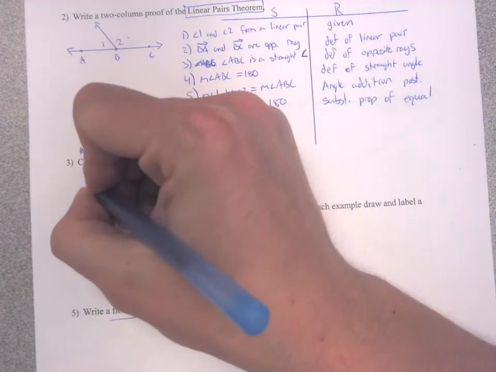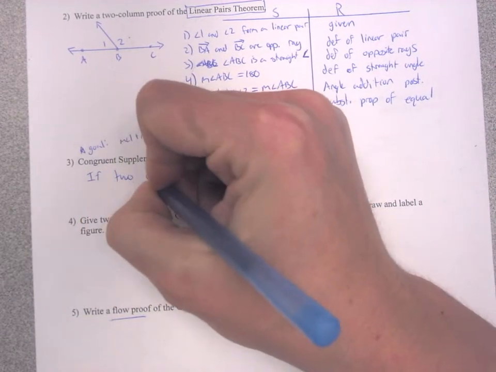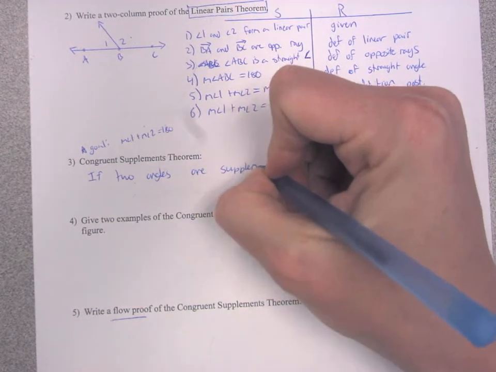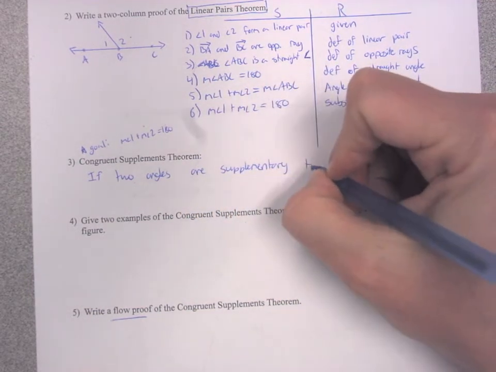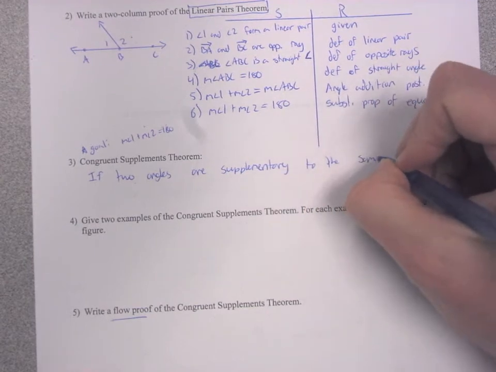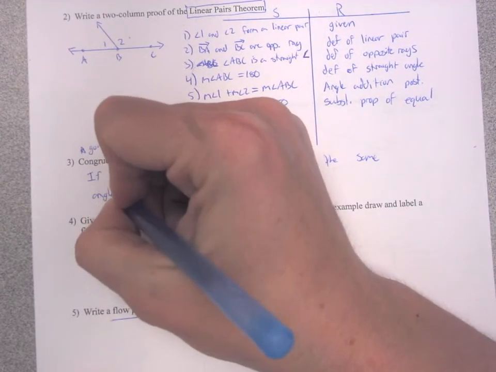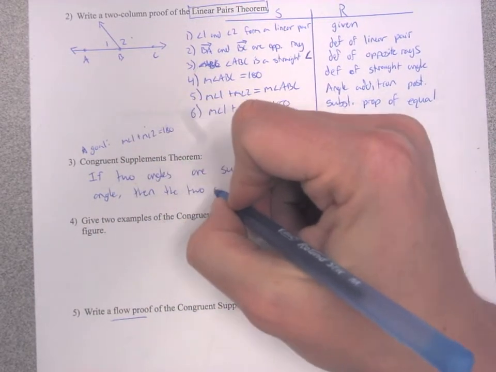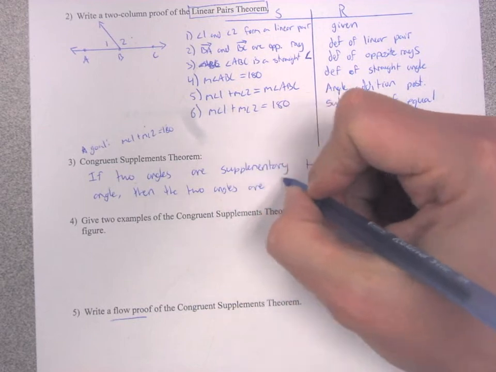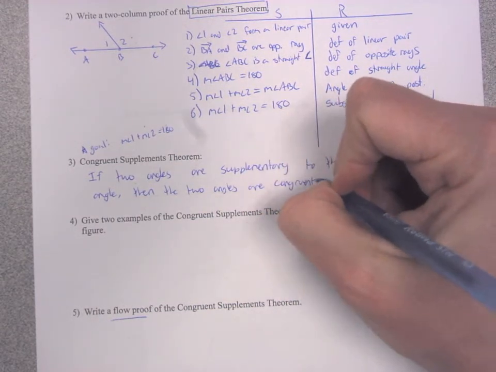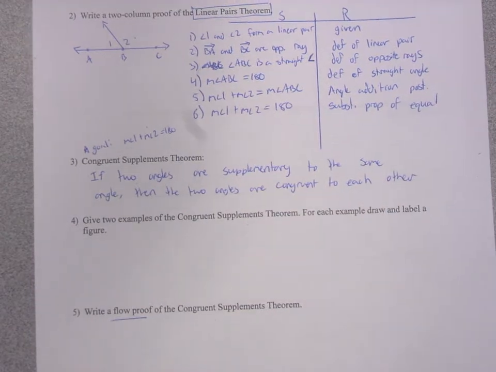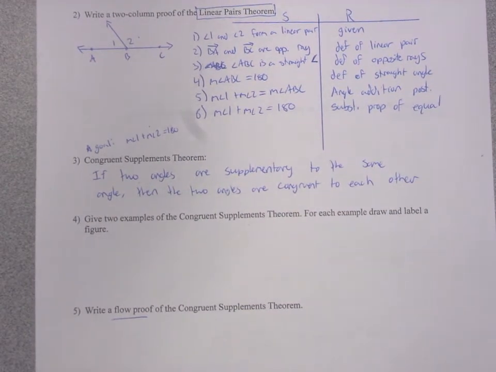The theorem says if two angles are supplementary to the same angle, then the two angles are congruent to each other. Okay? If two angles are supplementary to the same angle, then the two angles are congruent to each other.